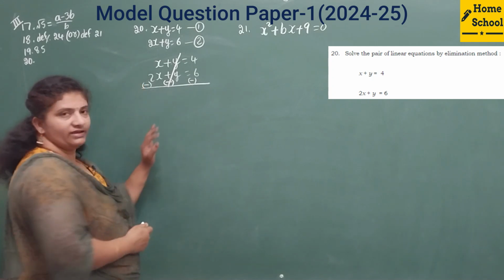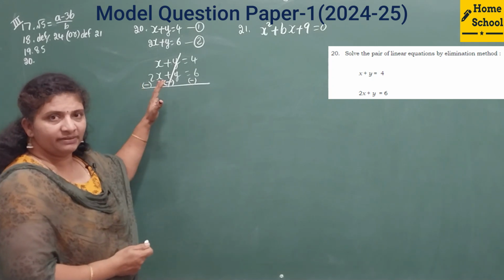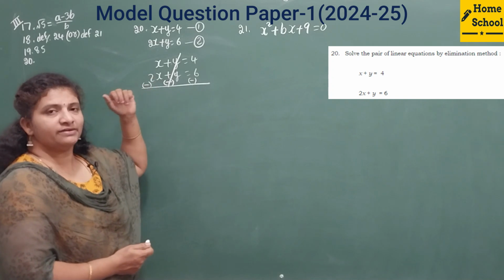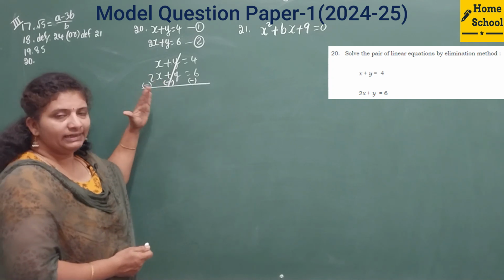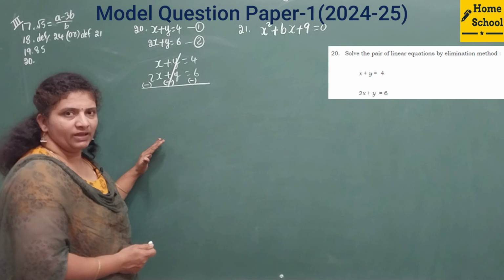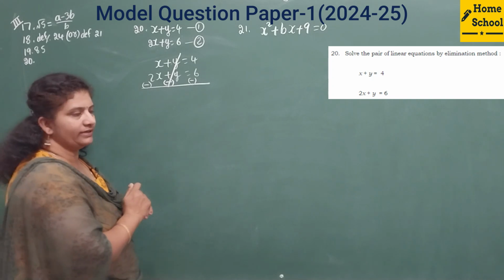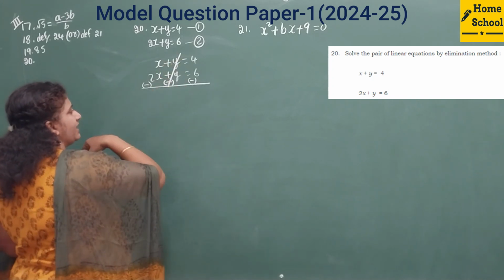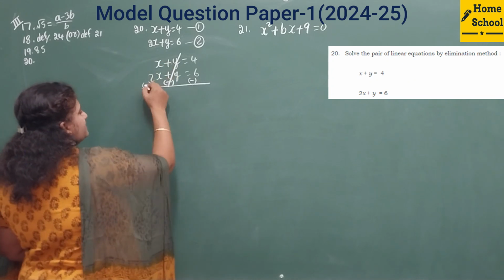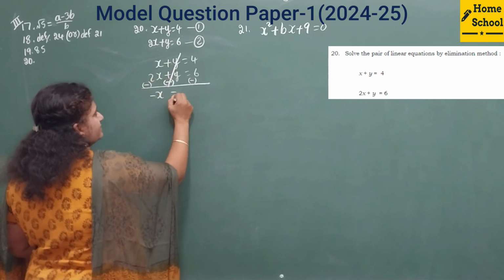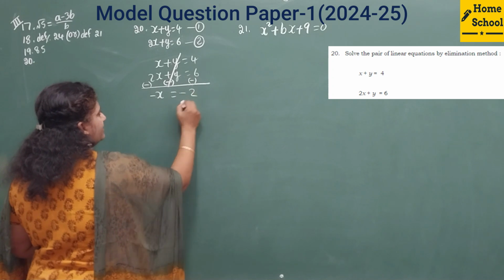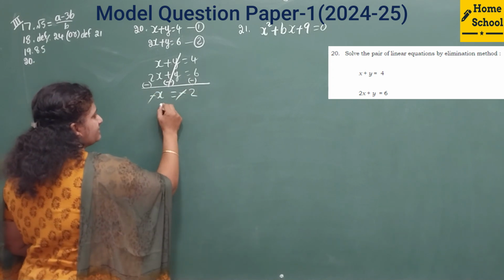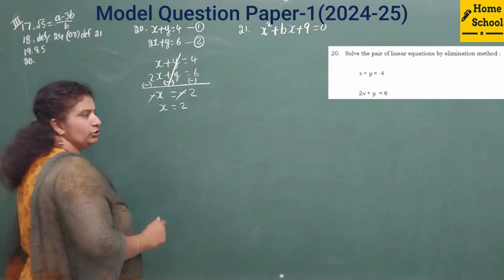Before doing this, right here by elimination method, consider the two equations, mark them 1 and 2. Neatly you solve in your exam. Okay, here we are going to do a little shortcut. y and minus y will be cancelled. x minus 2x will be minus x. 4 minus 6 will be minus 2. Minus minus cancel. x is equal to 2.